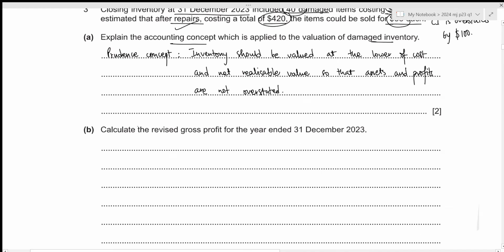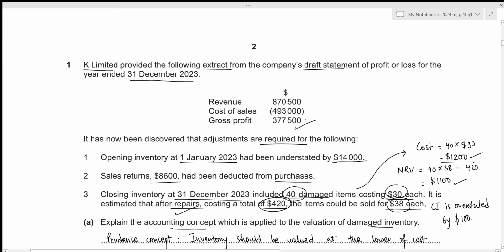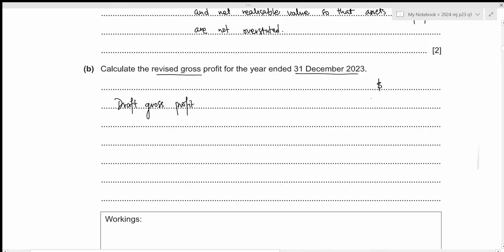Let's move towards the next one. We now have to calculate the revised gross profit for the year ended 31st December 2023. In order to calculate the revised gross profit, let us start with the draft gross profit, which is given above to be 377,500.